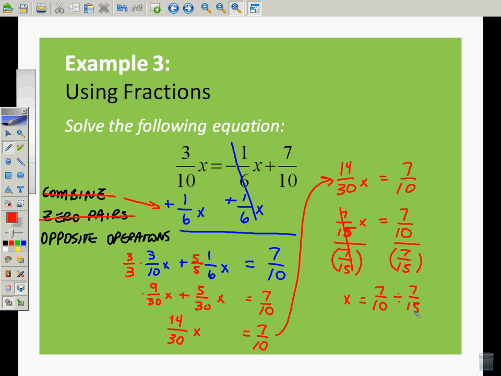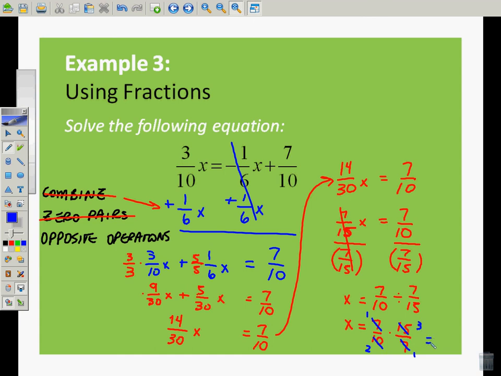But what I can do is this. I can say that this is really equal to 7 over 10 times the reciprocal of 7 over 15, so 15 over 7. So what I did there was, instead of dividing by a fraction, I'm going to multiply by the reciprocal. And so when I cross reduce, 7 goes into 7 one time, 7 goes into 7 one time, 5 goes into 10 two times, 5 goes into 15 three times.